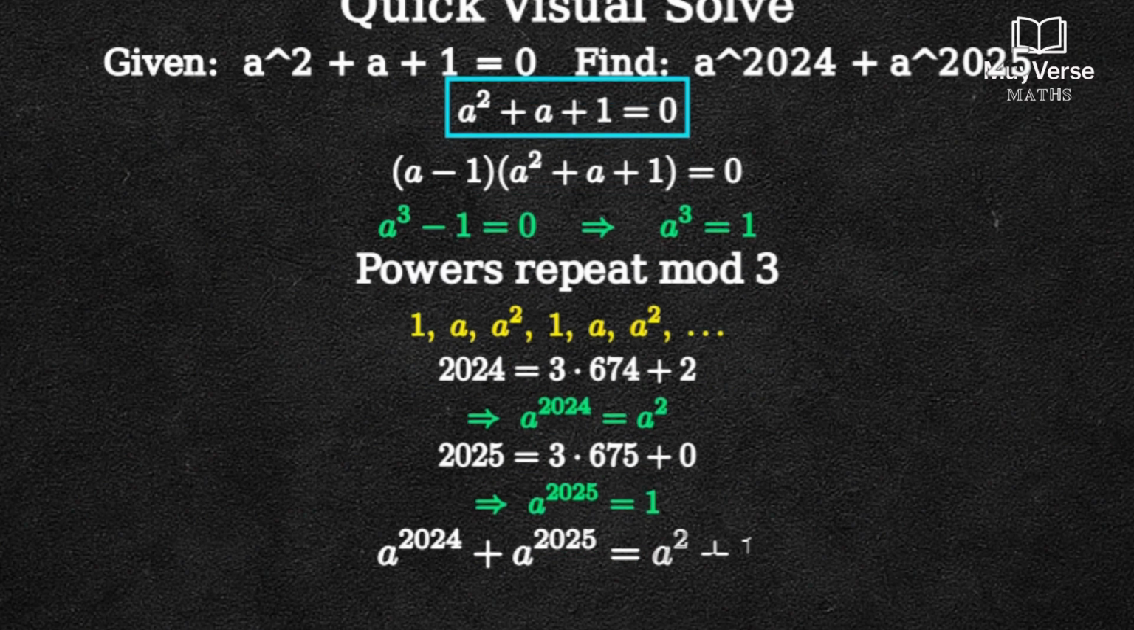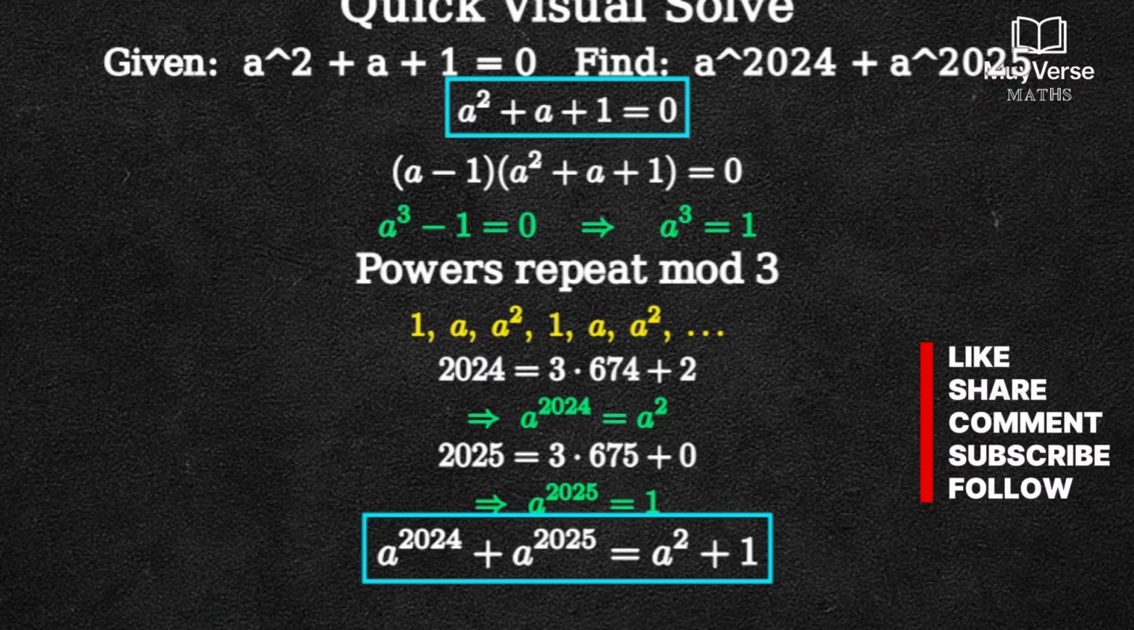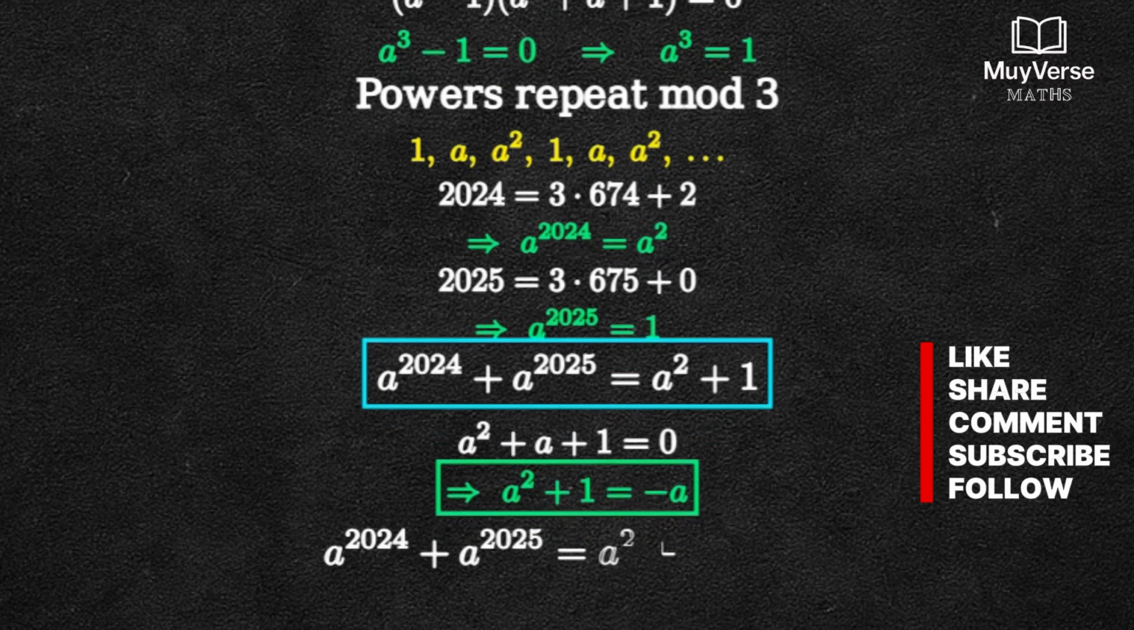Use the original relation a squared plus a plus 1 equals 0 to replace a squared plus 1. From a squared plus a plus 1 equals 0, we get a squared plus 1 equals negative a. Substitute that into the sum. Final answer, negative a.